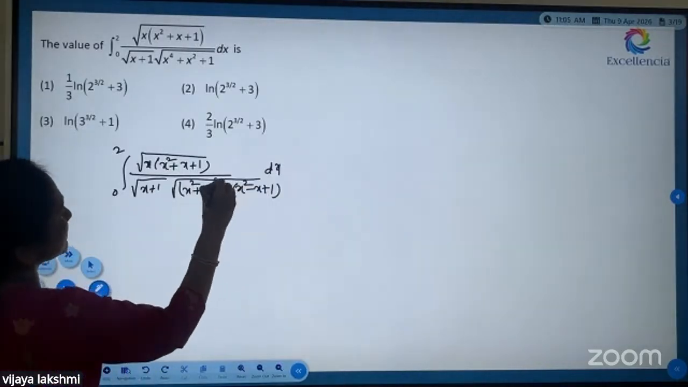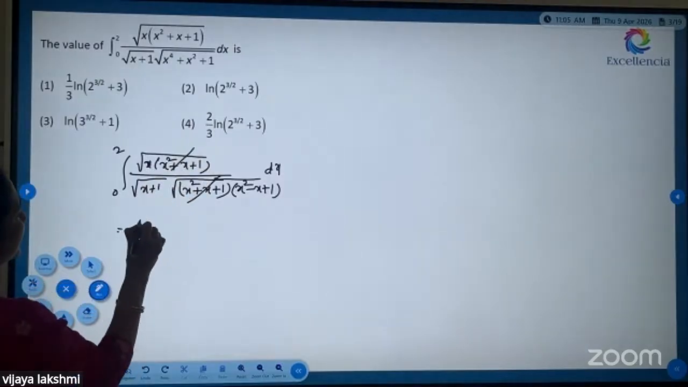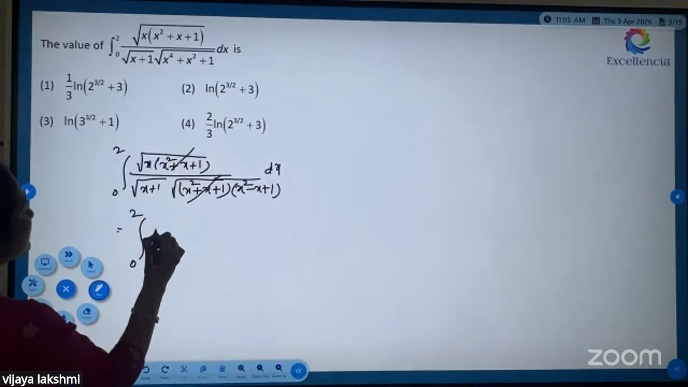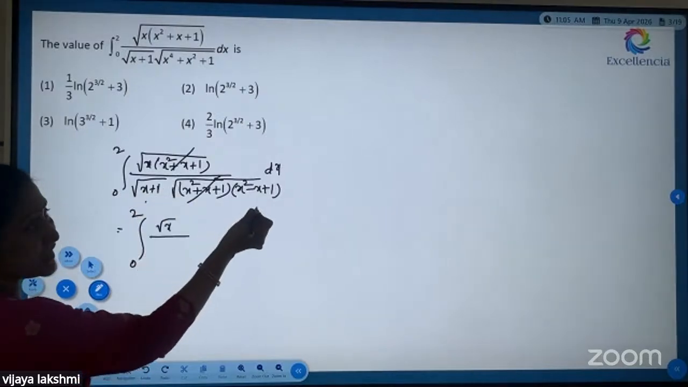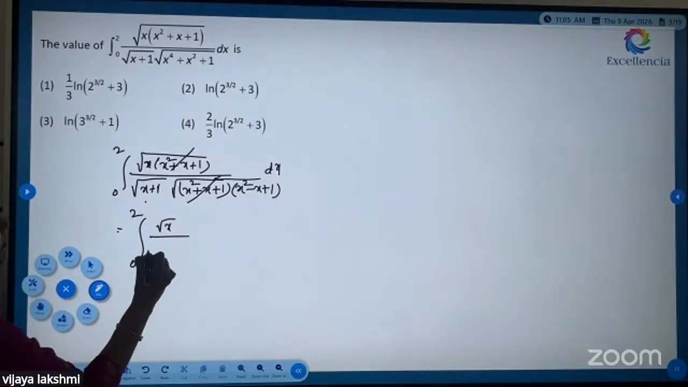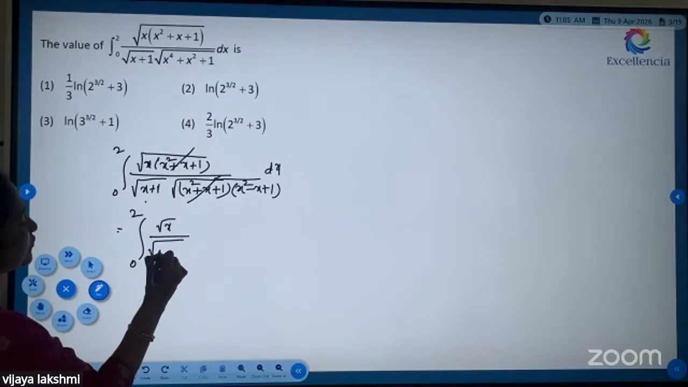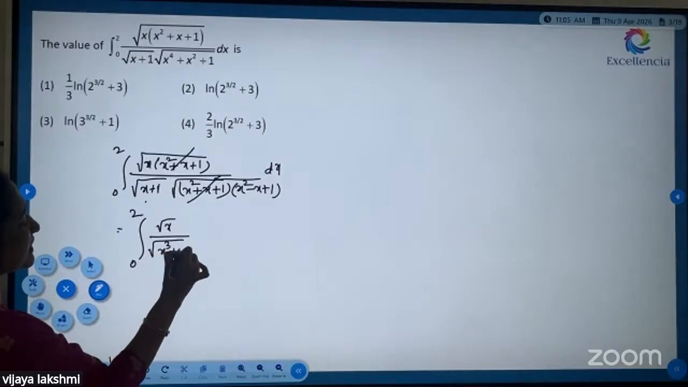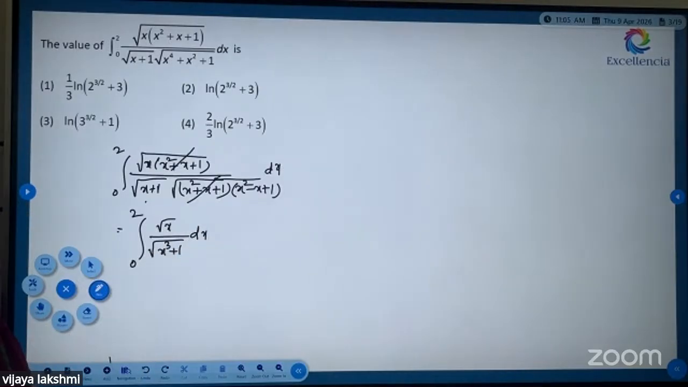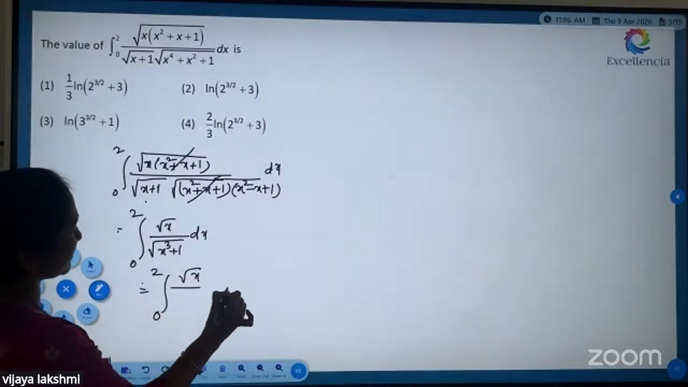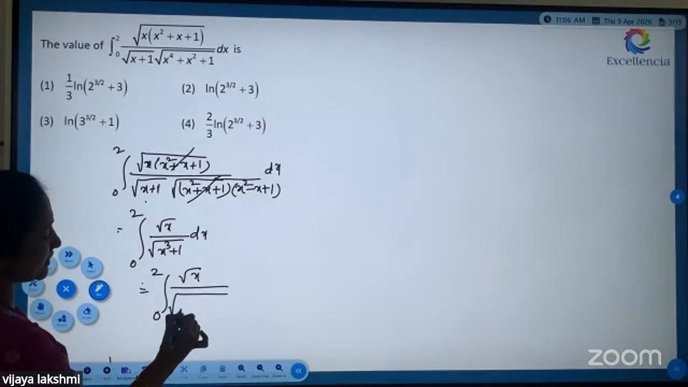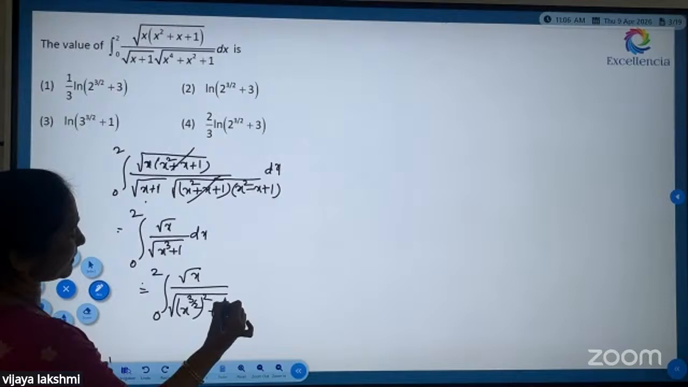If you cancel it, you get the integral from 0 to square root x. Square root x plus 1 into x squared minus x plus 1 is nothing but x plus x to the power 3 plus 1. Here we will try to bring it to the standard formula form. That's why we write it as root x divided by the square root of x to the 3 by 2 whole squared plus 1 squared, dx.